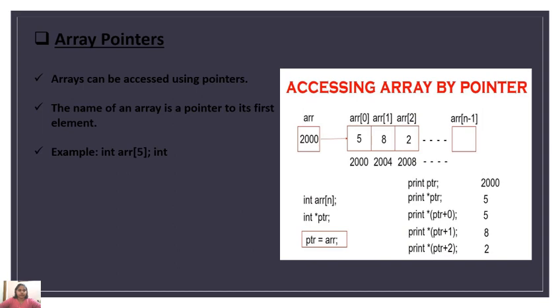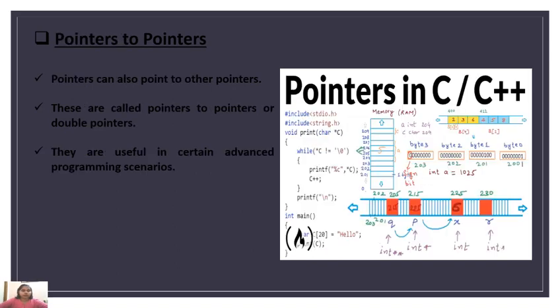Array pointers. Arrays can be accessed using pointers. The name of an array is a pointer to its first element. Example, int array[5]. Pointers to pointers. Pointers can also point to other pointers. These are called pointers to pointers or double pointers. They are useful in certain advanced programming scenarios.